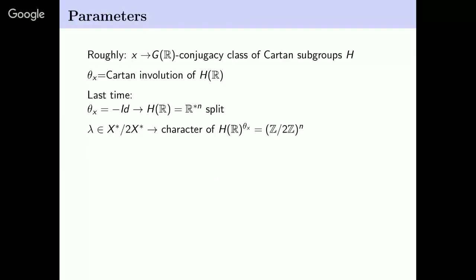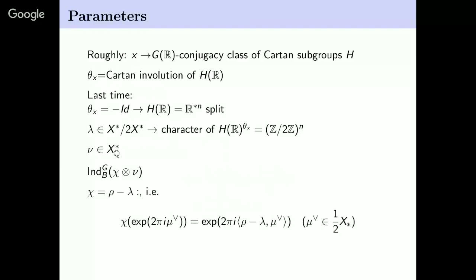And now that I've written this down, I realize that there is a technical point here which I'm glossing over, which is if rho is not in X upper star, then there's some covering issue here. Well, actually, I can say something about that in a second. This nu is of course an element of this tensor product space, of this rational space, and then you're constructing this induced representation from some character, and the character that you're inducing is this one, rho minus lambda.